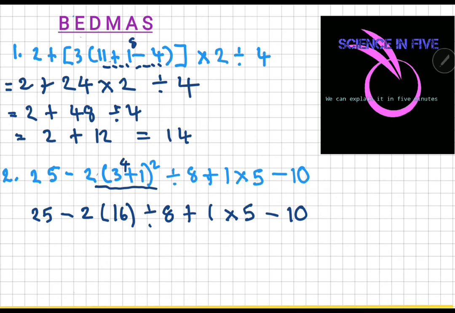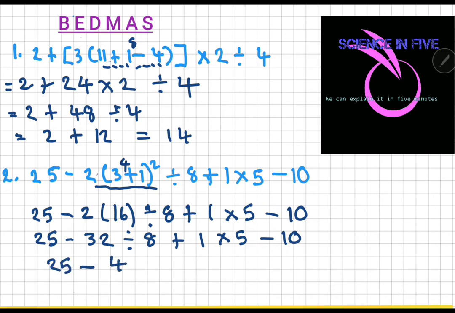Now, I'm going to simplify this bracket here before I do the division. So another trick is when you're simplifying a bracket, if there's a number immediately outside the bracket, you need to do that whole operation before you do even a division or multiplication. So this becomes 25 minus 32 divided by 8 plus 1 times 5 minus 10. The 32 divided by 8 is 4 plus 1 times 5 is now 5 minus 10.